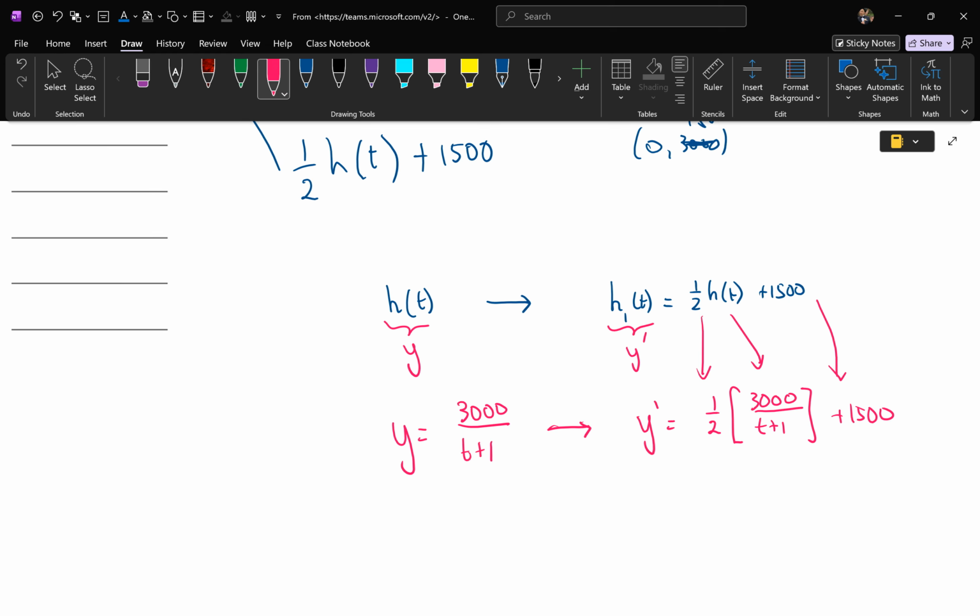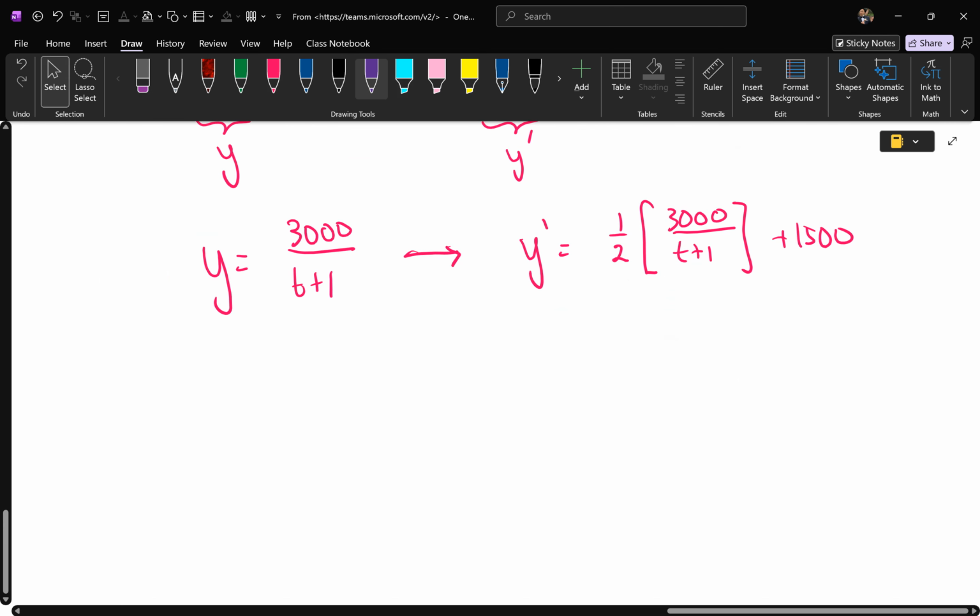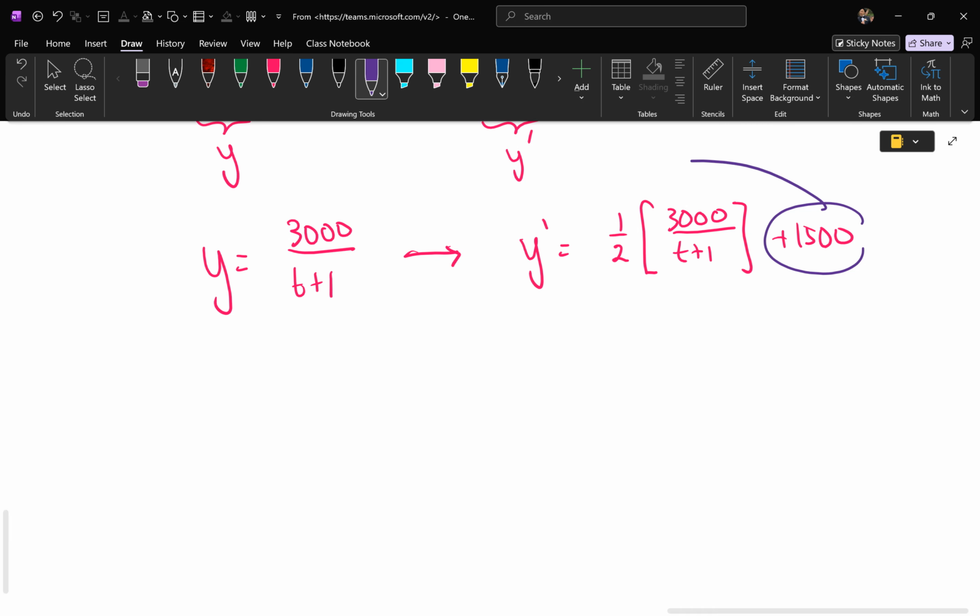Otherwise, the y values won't match at 0, 3000. Okay? All right. So now how do you do the transformations? Well, this is pretty straightforward. We need to map the y's with the y's. And so how do you do that? You bring this one across.